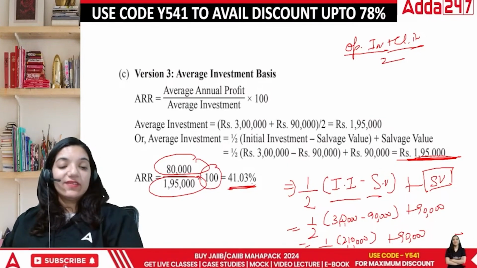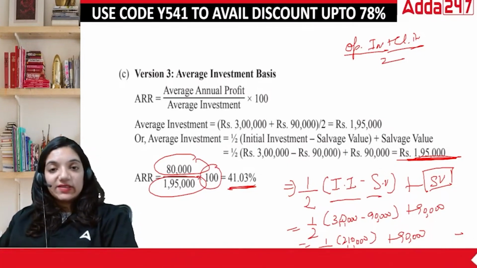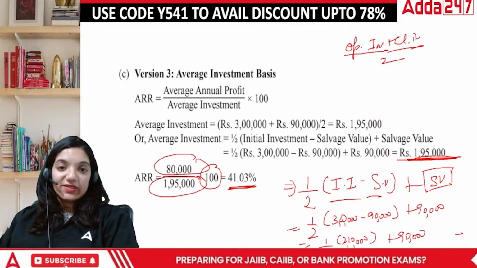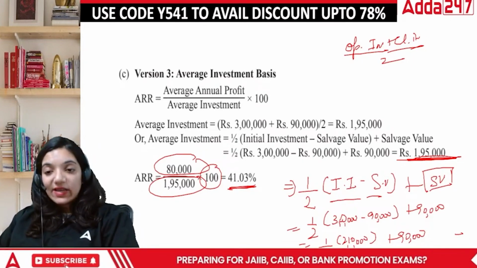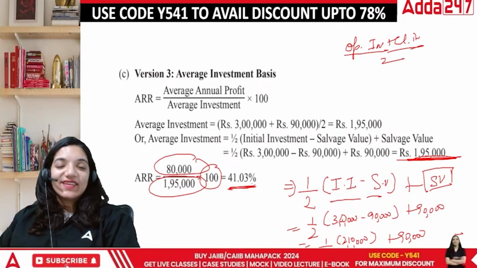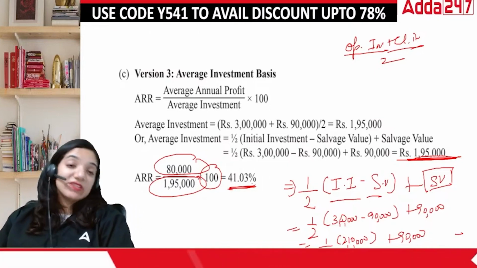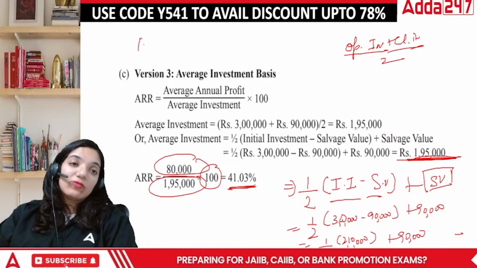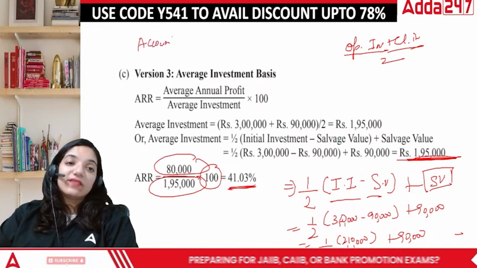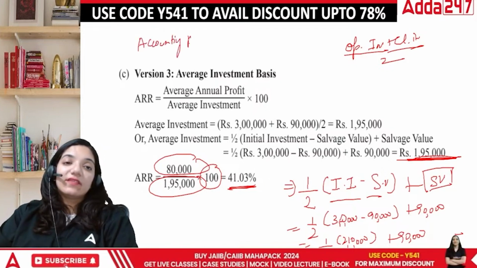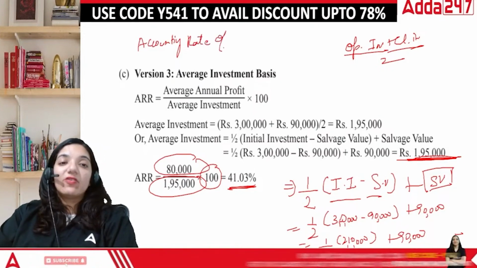41.03%, everyone. This is the one. See, in this case, I can see the maximum accounting rate of return. Done. This was the concept of the day, a specific question on accounting rate of return.